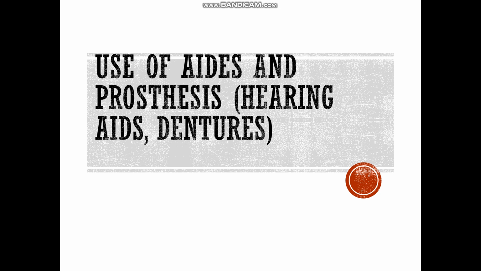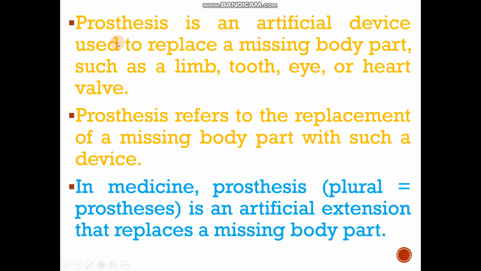Moving to our next topic, use of aids and prostheses in old age. Commonly in old age, we can see hearing aids as well as dentures are very common. So, prosthesis. Prosthesis is an artificial device used to replace a missing body part, such as a limb, tooth, eye, or heart valve. Prosthesis refers to the replacement of a missing body part with such a device. In medicine, prosthesis is an artificial extension that replaces a missing body part.